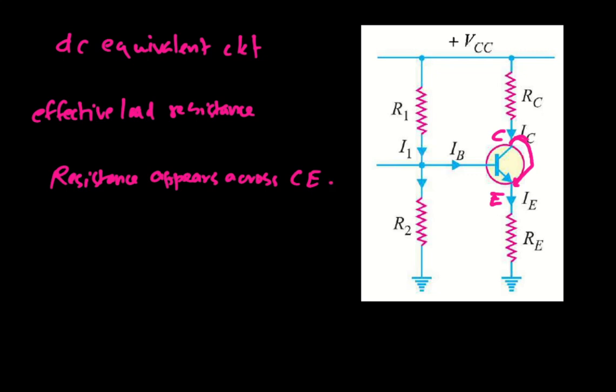So to get the effective resistance, we will replace the circuit by its Thevenin equivalent, and we will calculate the Thevenin equivalent resistance of the circuit across the collector and emitter terminals.